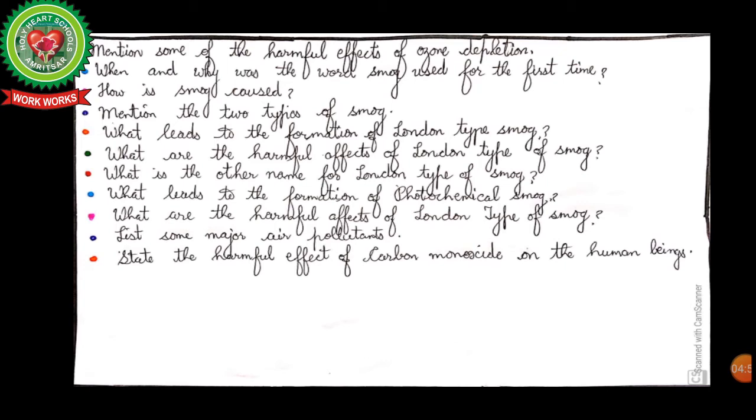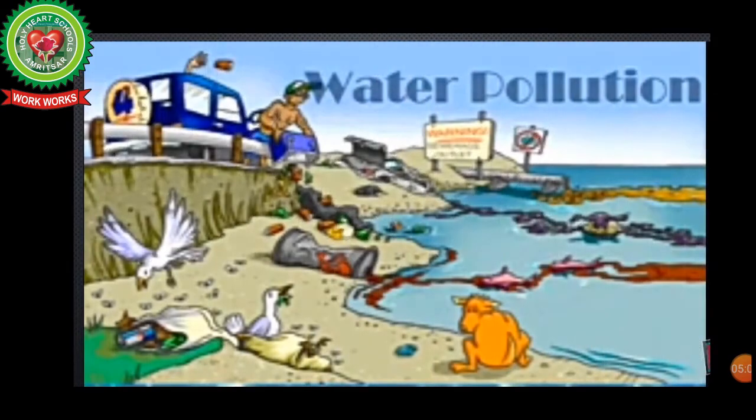List some major air pollutants. State the harmful effect of carbon monoxide on the human beings. Now let us proceed to our main topic, that is water pollution.